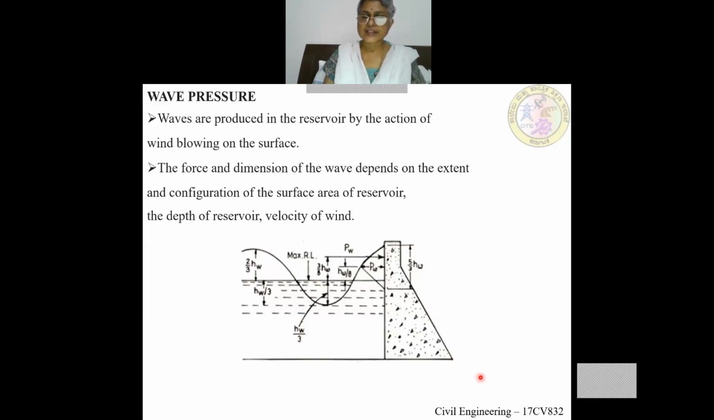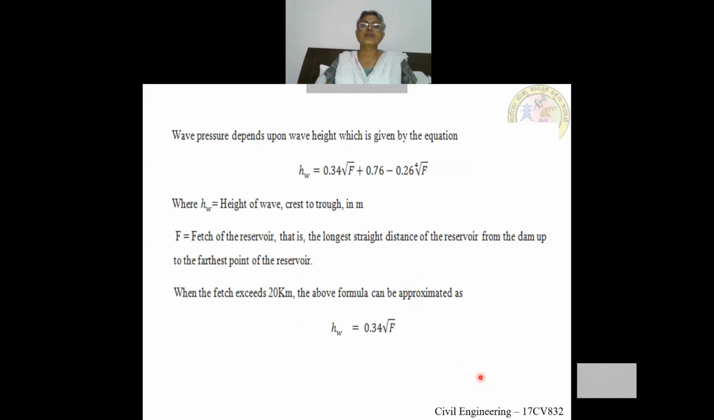Let's move to the next slide. Wave pressure depends upon the wave height, which is given by this equation. You have to remember this formula: Hw = 0.34 root F plus 0.76 minus 0.26 fourth root of F, where F is the fetch of the reservoir. That is the longest straight distance of the reservoir from the dam up to the farthest point of the reservoir.